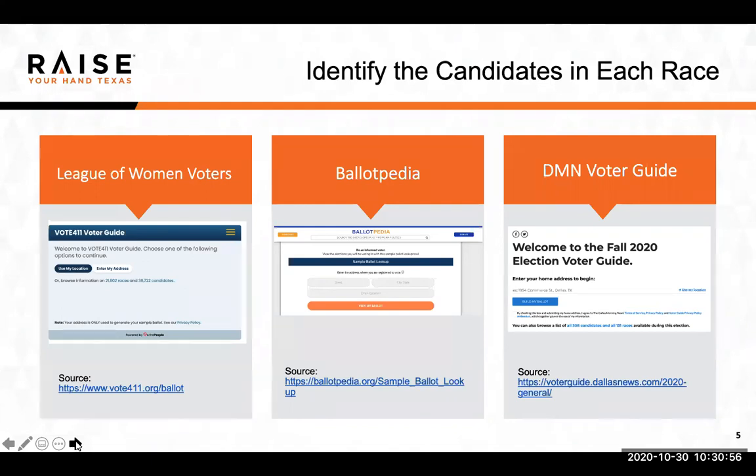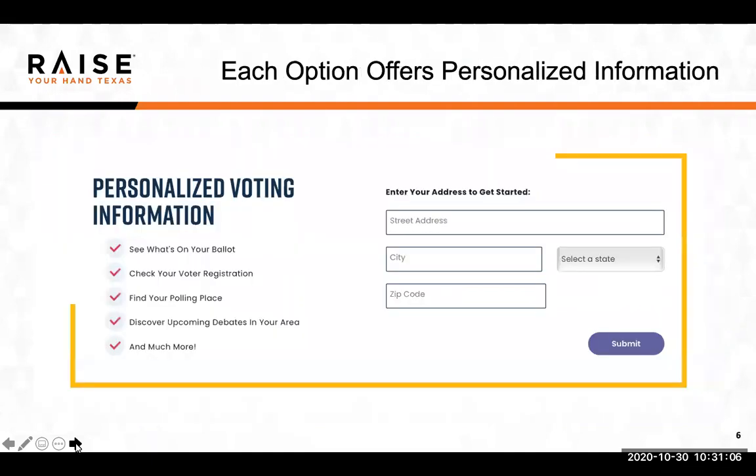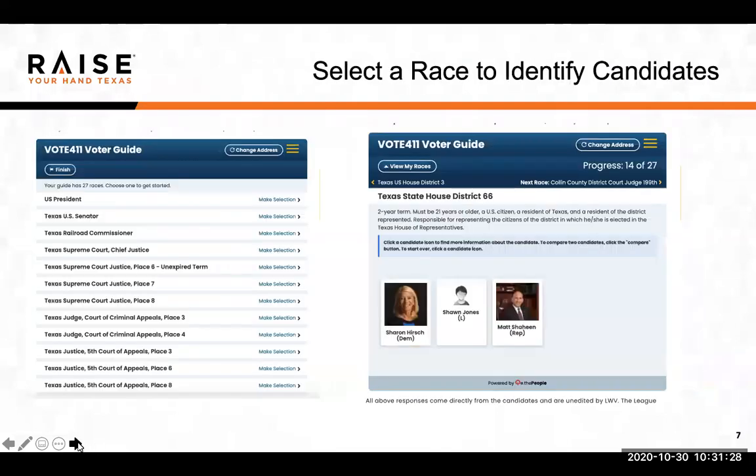So for purposes of example, I'm going to use the League of Women Voters option and show you what that looks like so that you can repeat this process for yourself. Each option, as I mentioned, offers you personalized information based upon your address. So on the League of Women Voters website, which is vote411.org, it looks like this. When you arrive at that website, you'll put in your information and you will receive a screen that looks like this.